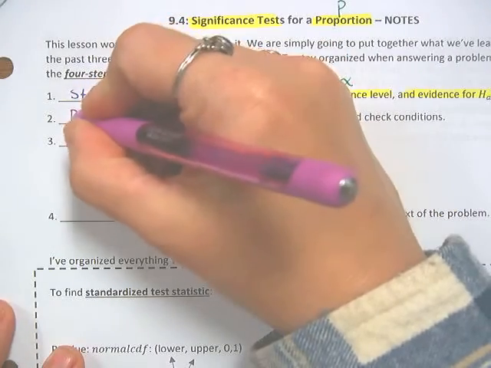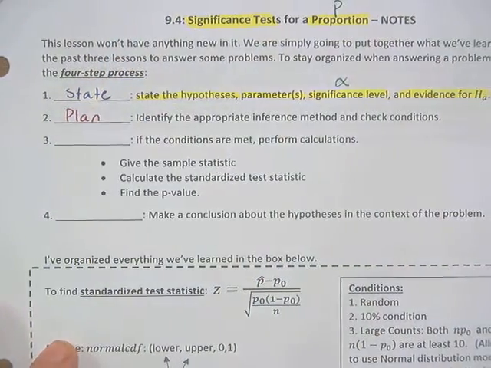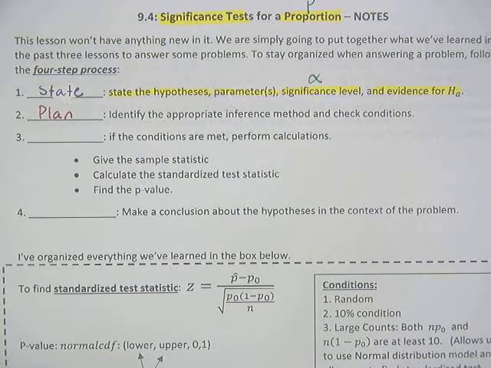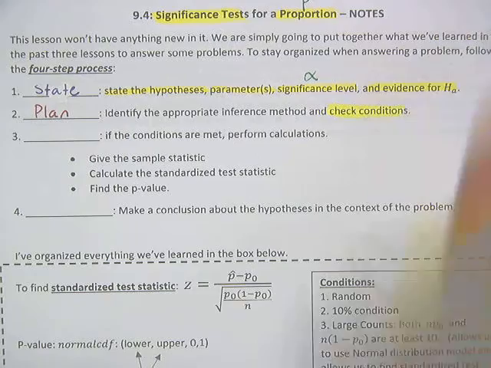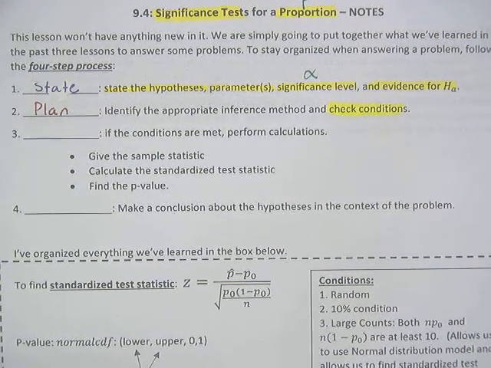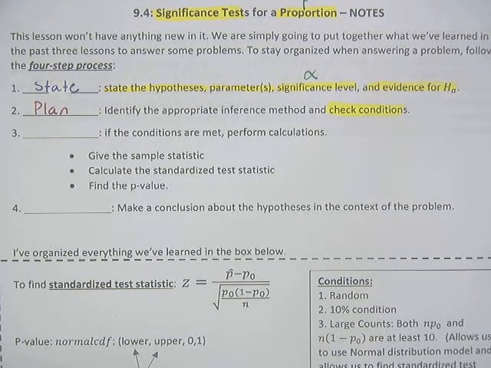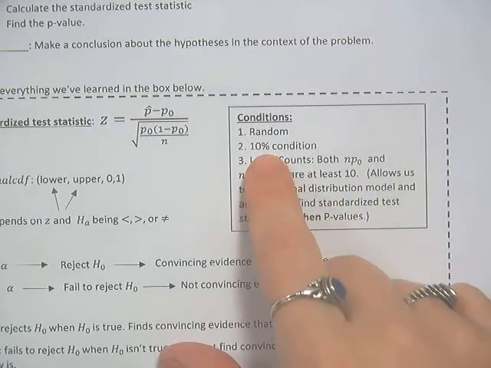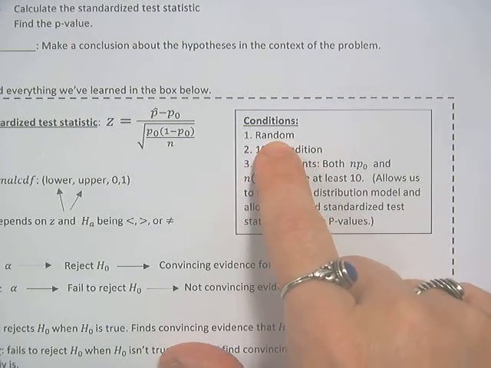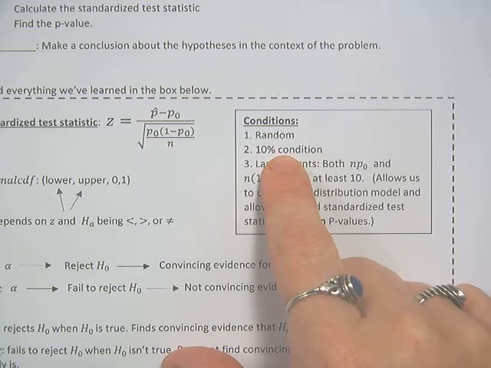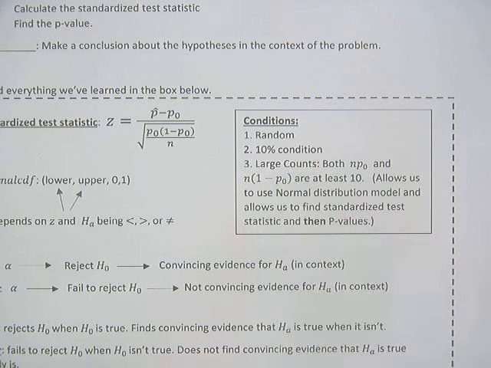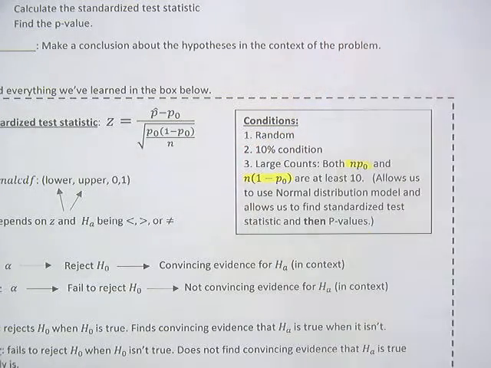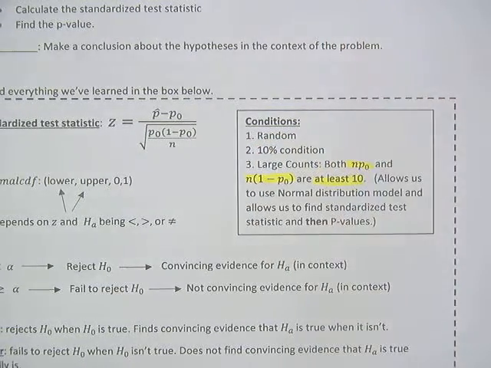Then you're going to plan, which I think, for most of you, is going to be the easiest part of the four-step process. All you're going to do in the plan part is check that the conditions have been met. If you have already forgotten what those conditions are, look at this handy dandy little box right here. You'll need to make sure that the random sample condition is met, the 10% condition, and the large counts condition. These are the little formulas that we plug into for large counts, and we make sure that they are greater than or equal to 10.